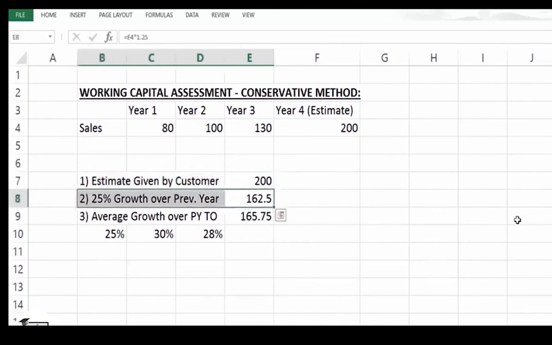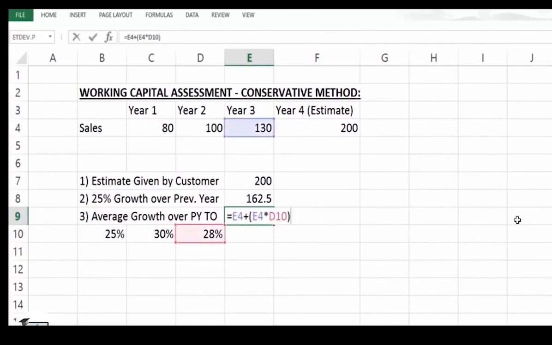25% growth over previous year is 162.5. Average growth over previous year, okay, it means we are determining the estimated turnover by applying the average growth over previous year turnover. We know previous year turnover is 130 and average growth is 28, or say 27.5%. So we get 165.75.